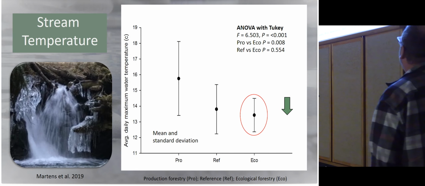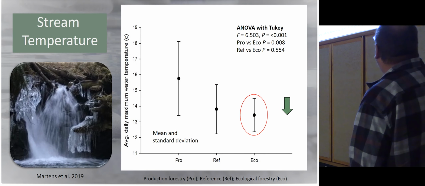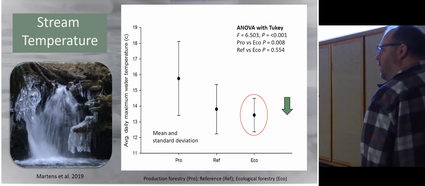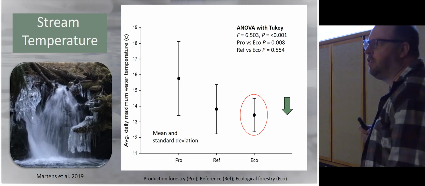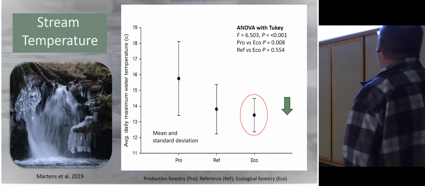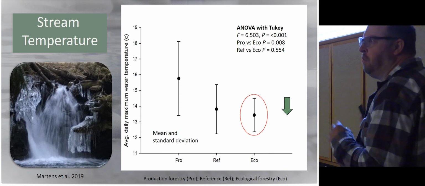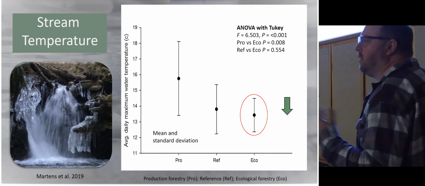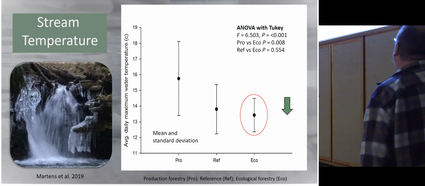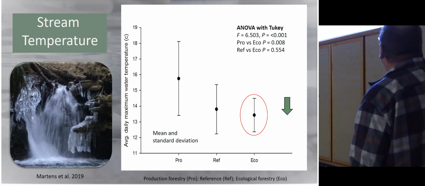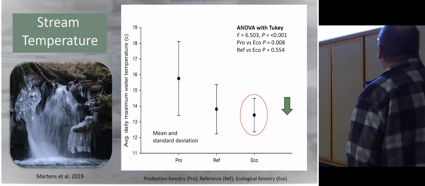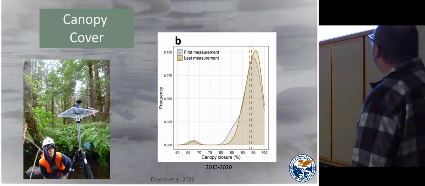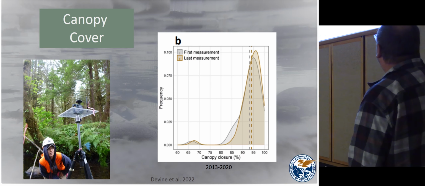Now, if we compare our stream temperatures from our current data to the production forestry period, we do see a significant decrease in our temperatures. I do want to remind you these are the smaller streams. You would probably see more temperature effects in larger streams and things like that. We have very similar conditions to the reference conditions, maybe a little bit less. All right. The next thing I want to talk about was canopy cover.